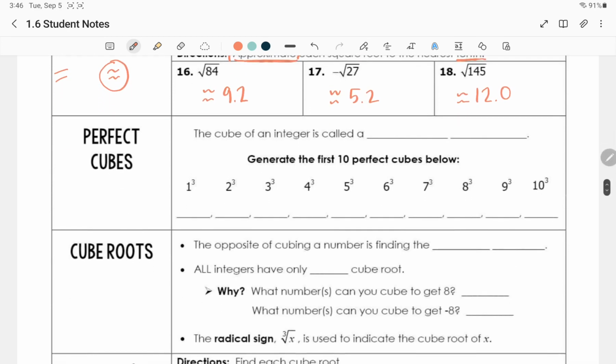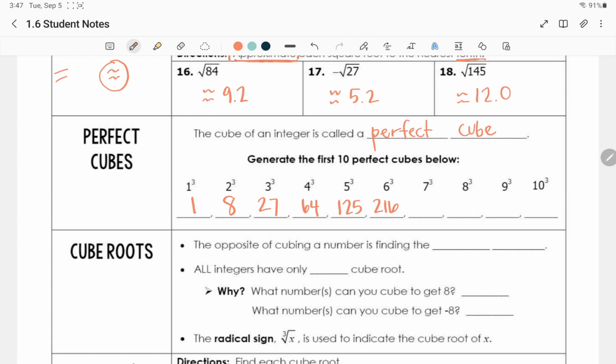The cube of an integer is called a perfect cube. You're going to generate the first perfect cubes below. So there are such things that a number times itself 3 times will give us a perfect number, right? 1 times 1 times 1 would give us 1. 2 times 2 times 2 would give us 8. 3 times 3 times 3 would give us 27. 4 times 4 times 4 would give us 64. 5 times 5 times 5 would give us 125. 6 times 6 times 6 will give us 216.